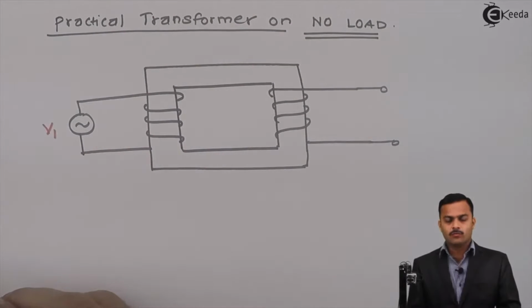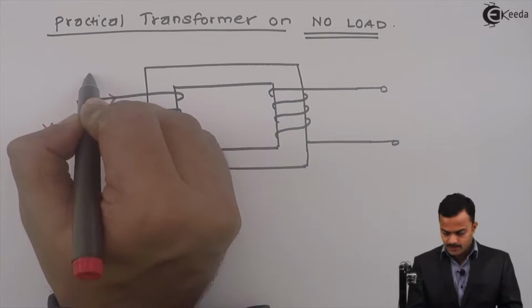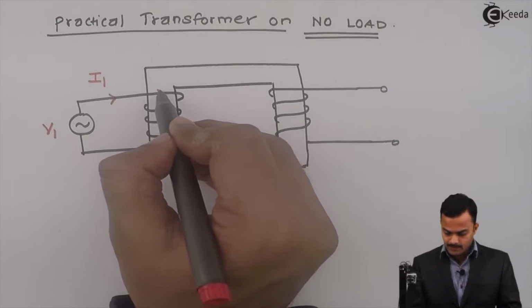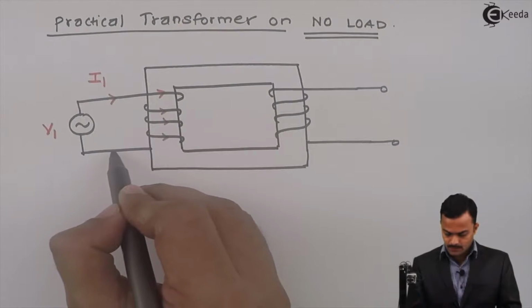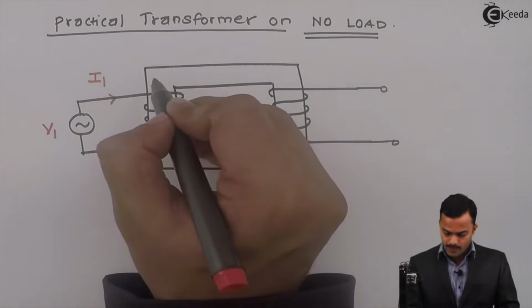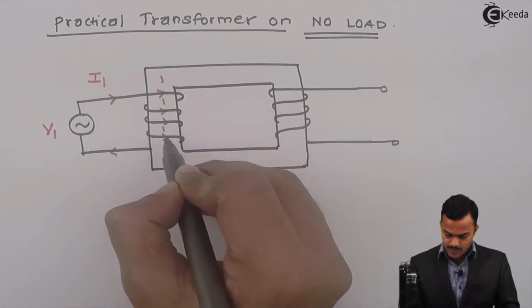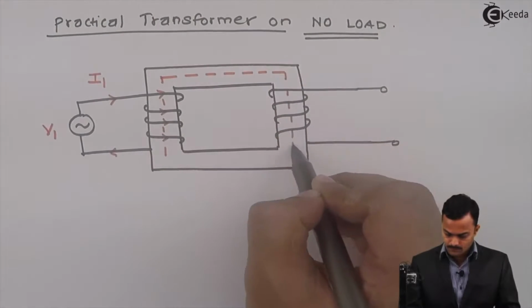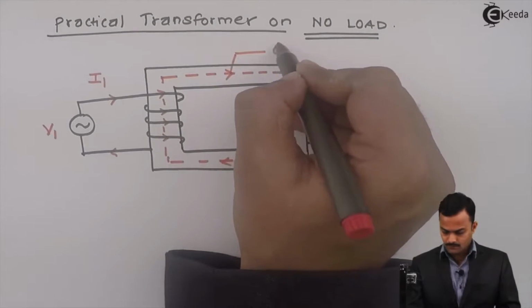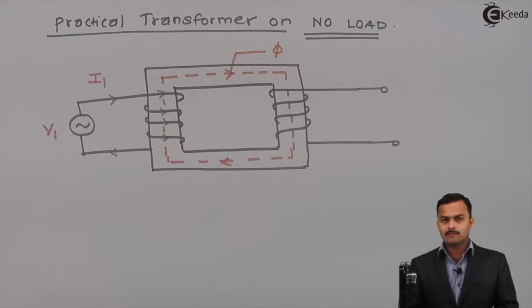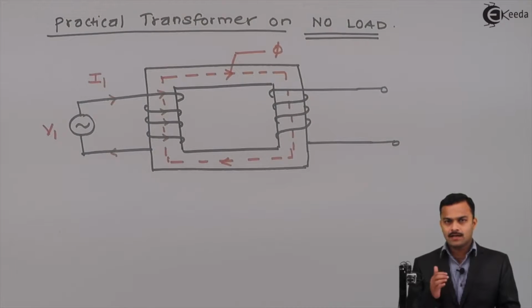This is primary voltage V1, which will give rise to a primary current I1. This primary current I1 is flowing through this winding, which will give rise to magnetic flux, which will pass through this core. This direction of flux can be determined by the right hand thumb rule. It says hold the winding in such a way that the curled fingers represent the direction of current, then the outstretched thumb will give you the direction of flux. So this will be the direction of flux phi.